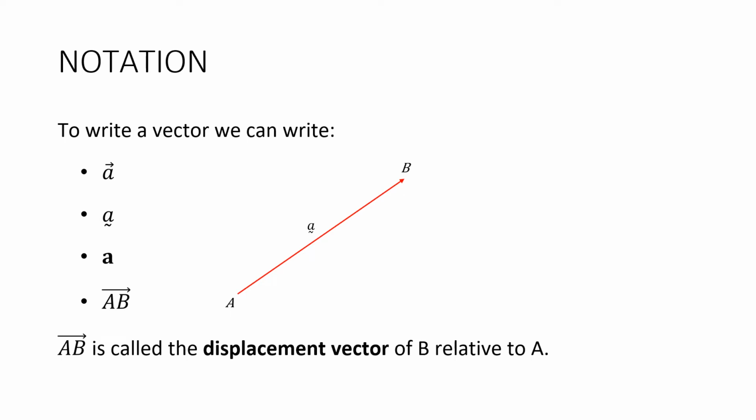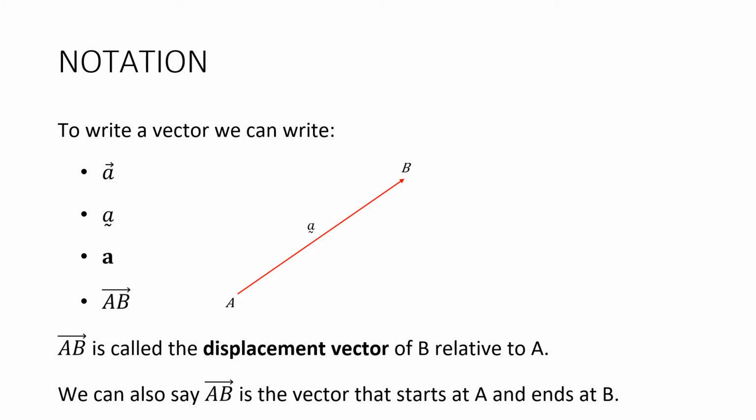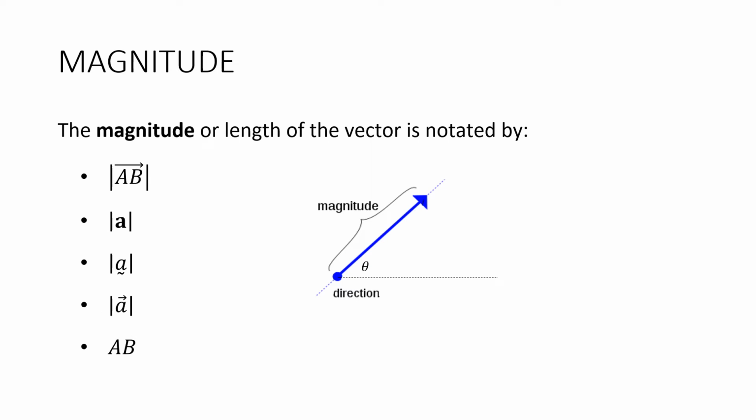Now we say AB is the displacement vector of B relative to A. We can also say that AB is the vector that starts at A and ends at B. The magnitude or length of the vector is notated by putting absolute value signs around the vector. And you can see that in these 4 cases. But this is another way to do it. This is how we do it in coordinate geometry. This means the distance from point A to point B.